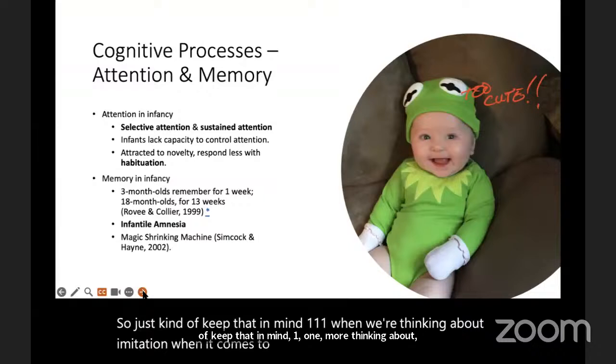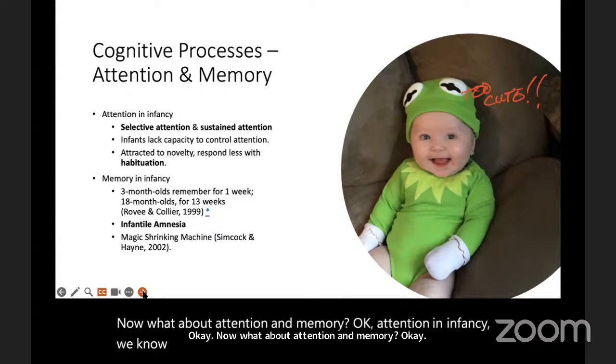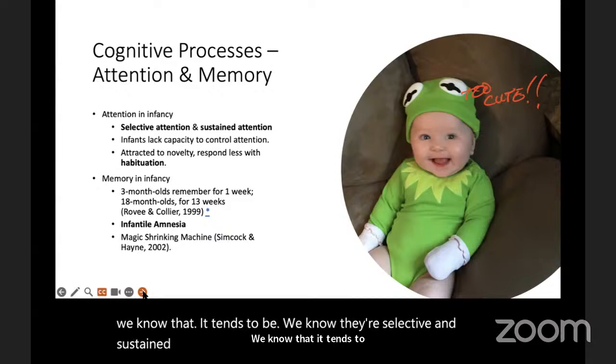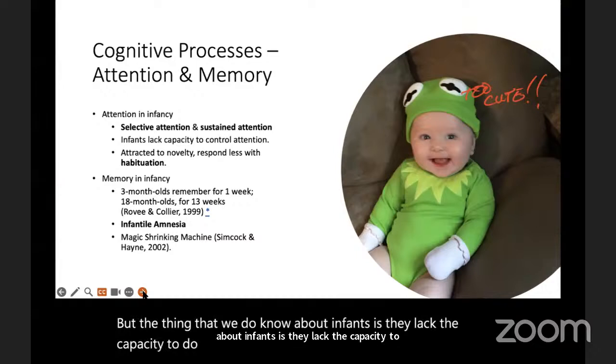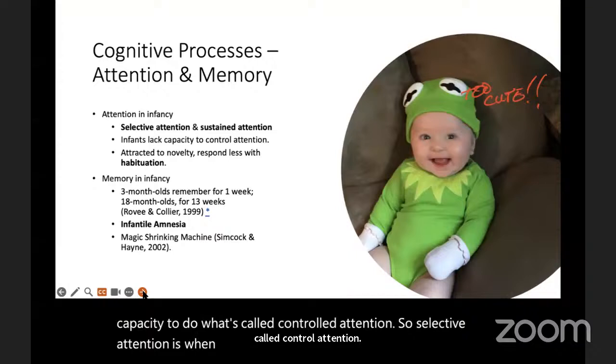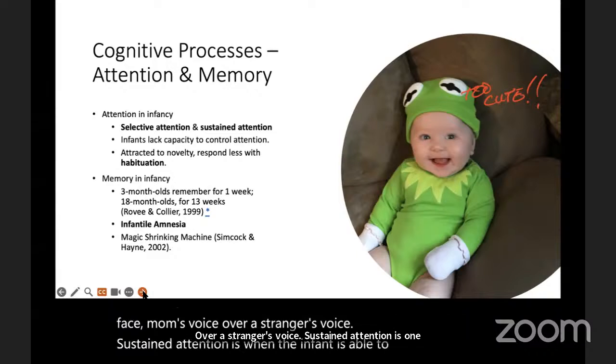Okay. Now, what about attention and memory? Attention in infancy, we know there's selective and sustained attention. But the thing that we do know about infants is they lack the capacity to do what's called controlled attention. Selective attention is when an infant has a preference, for example, mom's face, mom's voice over a stranger's voice. Sustained attention is when the infant is able to do something for a sustained amount of time.